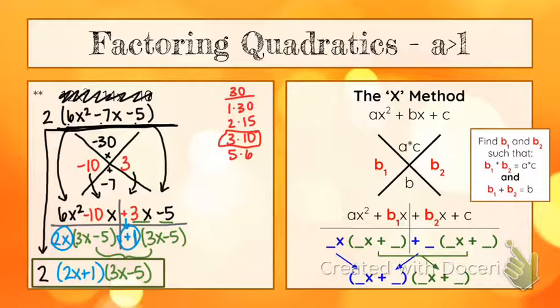So this is our factored version of the trinomial that we started with, which is 12x squared minus 14x minus 10.